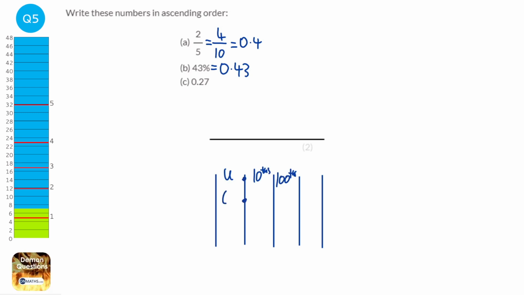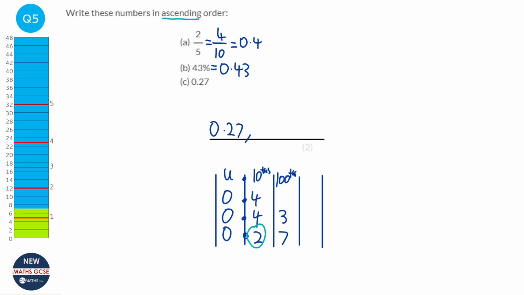So we've got 0.4, 0.43 and 0.27. Now what we do is we start on the left hand side and we find the smallest because we're looking for it in ascending order. And the smallest tenth is the 2 there, so it's 0.27. So this is our smallest number, 0.27.